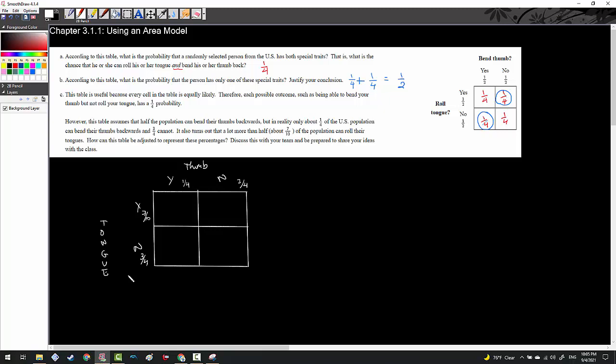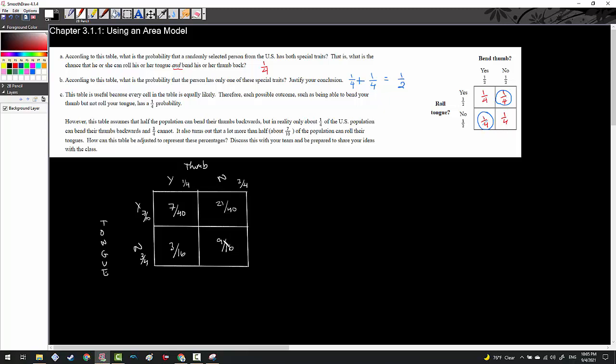So how does this affect probability? Well, it means that not every one of these boxes is 1/4 anymore. For instance, here, this is going to be 7 out of 40, right? Because 1/4 times 7/10. And again, this is where that area model's practicality comes in. The next one's going to be 21 over 40. And the next one's going to be 3 over 16. And the next one's going to be 9 over 16.